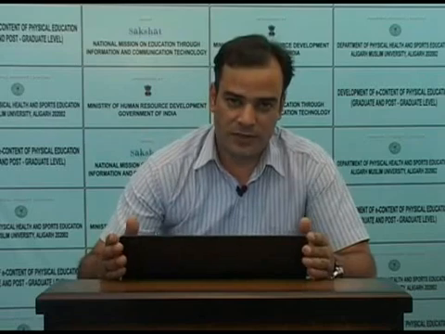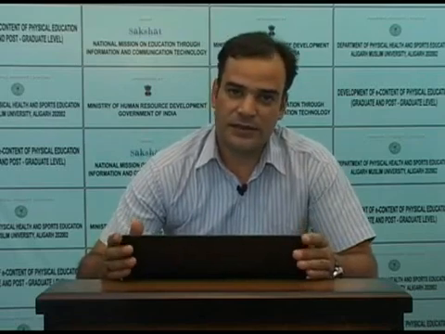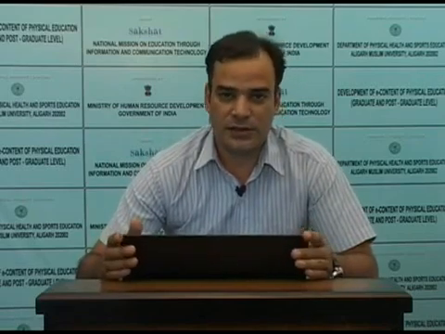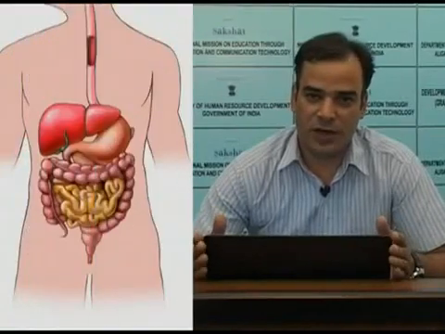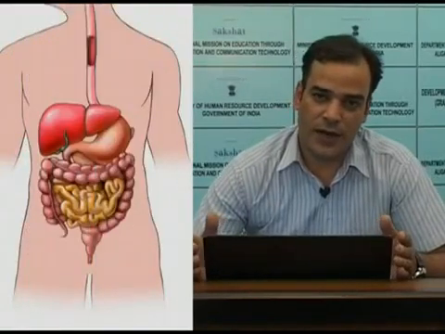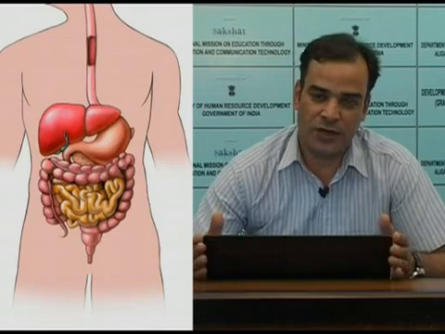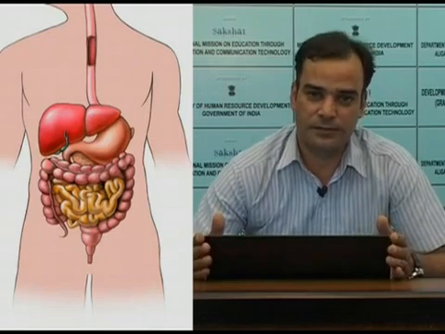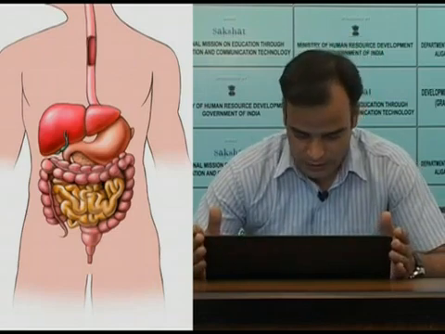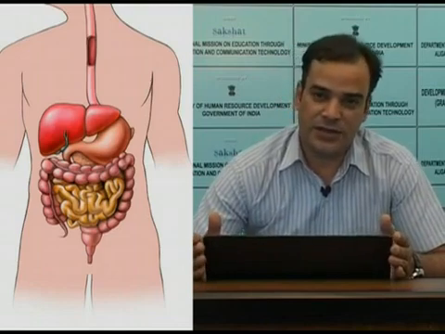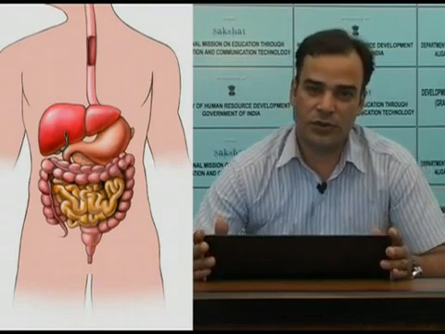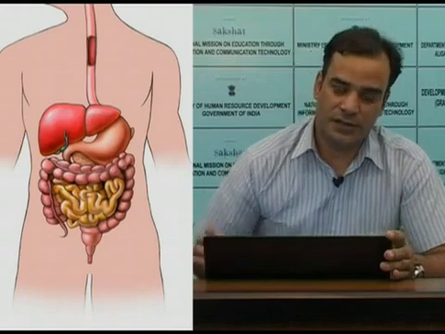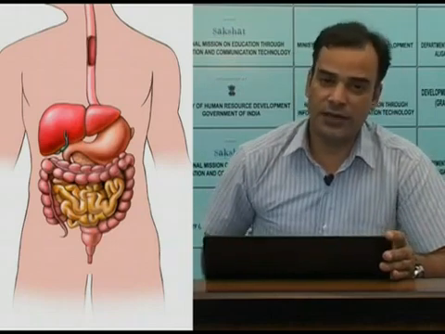The exocrine part of this gland secretes the digestive juices. The secretions of the exocrine part are required for the digestion of food in the duodenum. The endocrine part, as I mentioned earlier, secretes the hormone insulin, which regulates the blood sugar level.